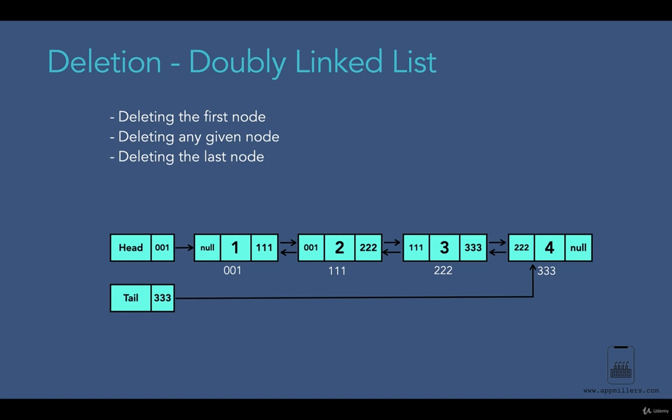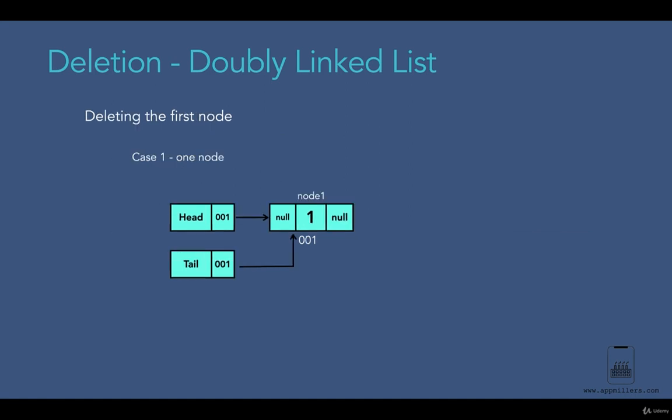As in a single linked list, here also we have three cases of deleting a node from a double linked list, which are deleting a node from the beginning of the double linked list, deleting a node from any given location in the double linked list, and deleting a node from the end of the double linked list. So first we are going to look at how we can delete the first node from a double linked list.